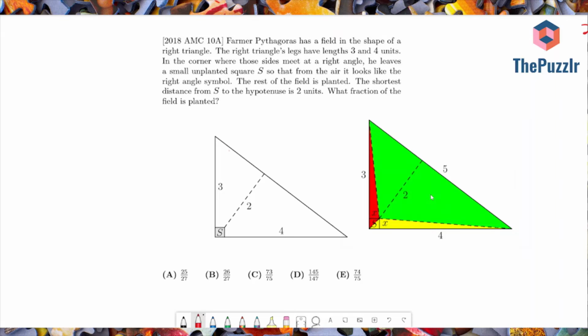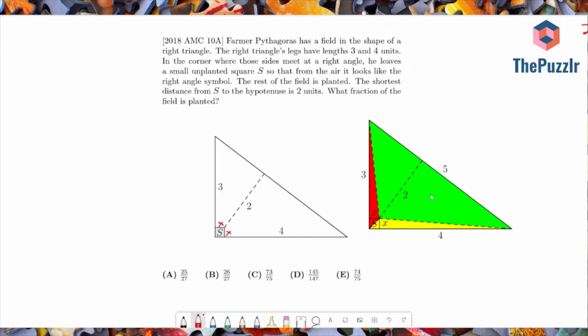Now, I went ahead of time and drew in a diagram. And here we can see how to solve this problem. Let's say the square has a side length of x. Then we can find the area of all the triangles and then use that to find the value of x, because the red triangle plus the yellow triangle plus the green triangle must equal the area of the total triangle, which we know is 6.